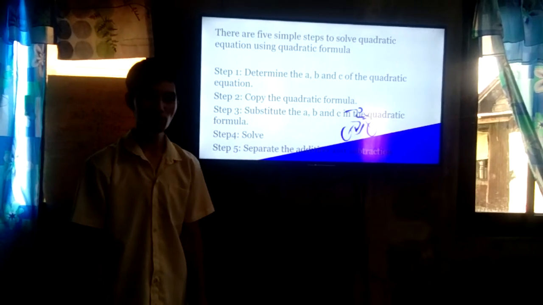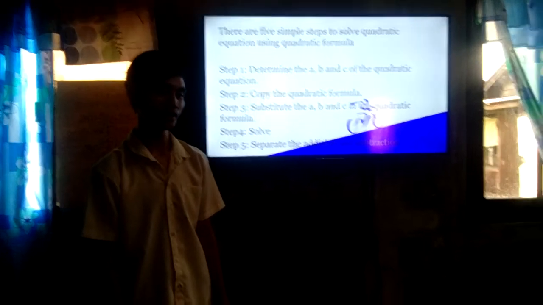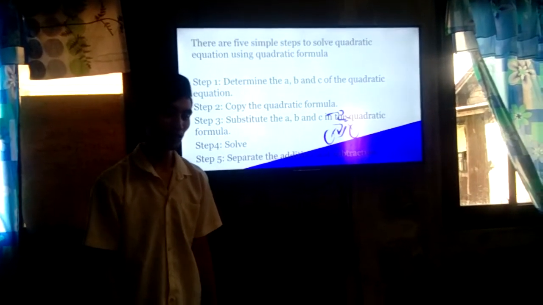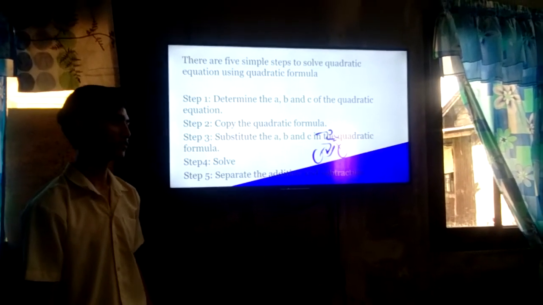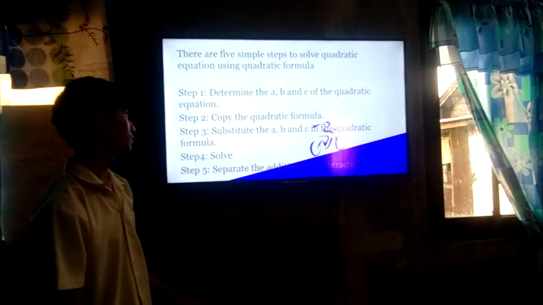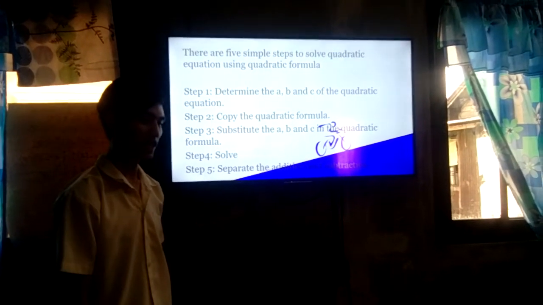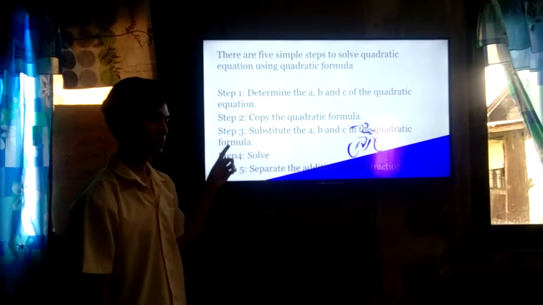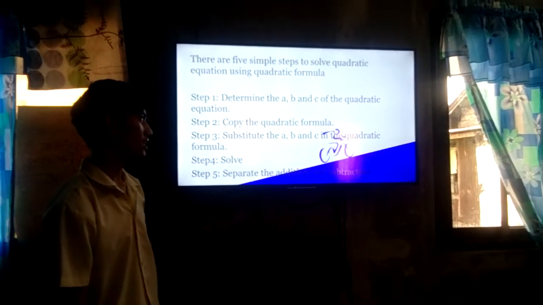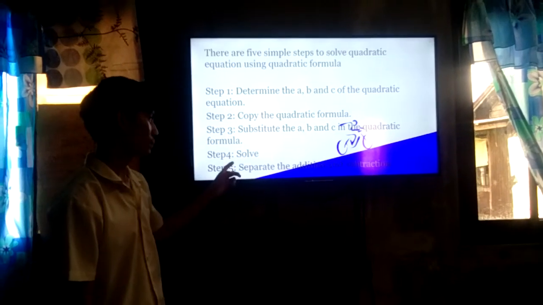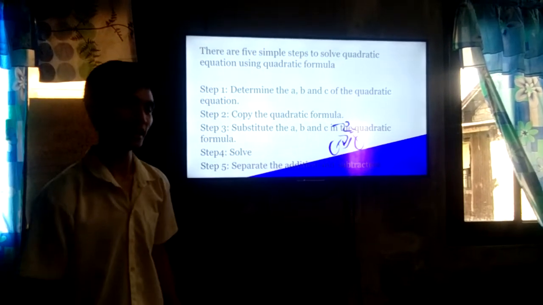There are 5 simple steps to solve the quadratic equation using the quadratic formula. Step 1. Determine the a, b, and c of the quadratic equation. This is our activity before. Step 2, copy the quadratic formula. Step 3, substitute the a, b, and c in the quadratic formula. Step 4, solve. Step 5, separate addition and subtraction. I will give you an example.